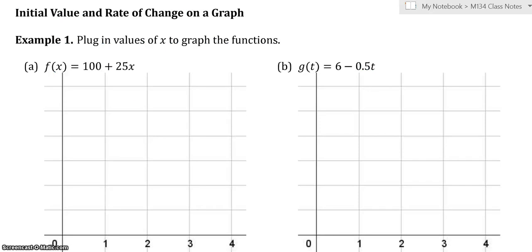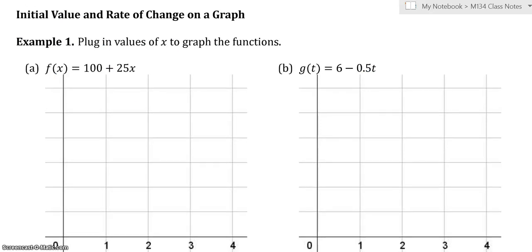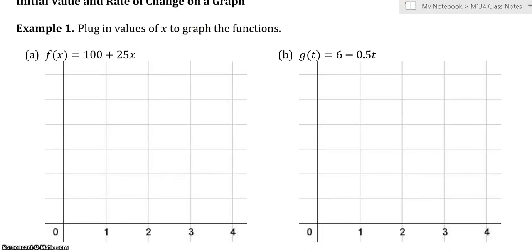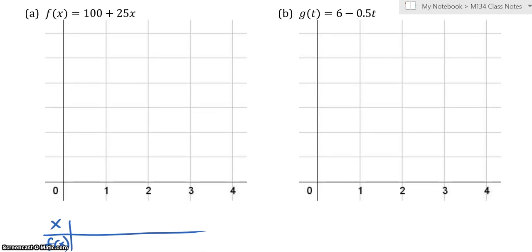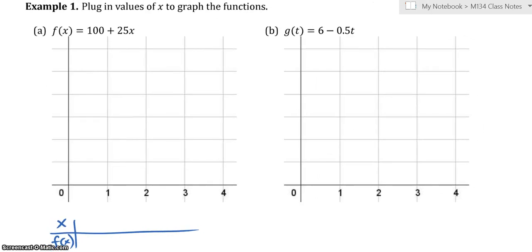What does this rate of change look like on a graph? To answer that, let's go ahead and look at example 1. It says to plug in values of x to graph these functions. So I'm going to make a table down here, and I'm going to plug in some values. So let's plug in 0, maybe 1, and 2. If I plug in 0 here, we get 100. Plug in 1, we get 125. Plug in 2, we get 150.